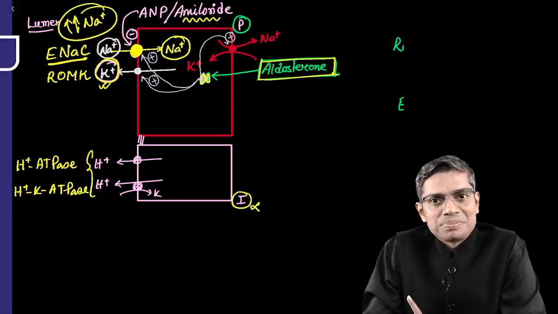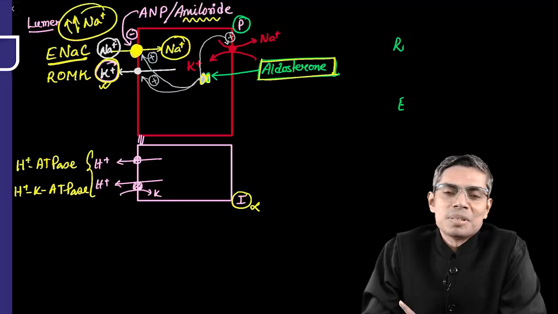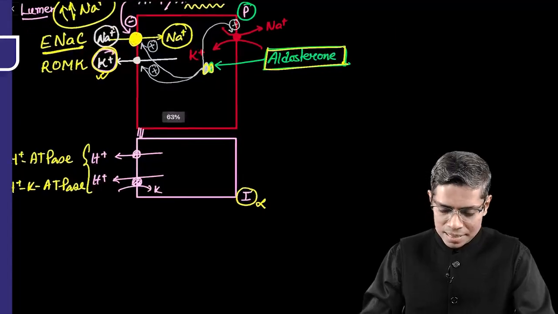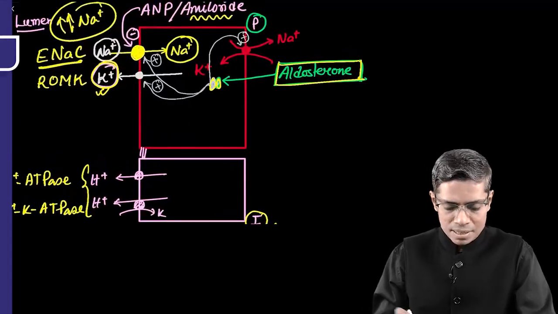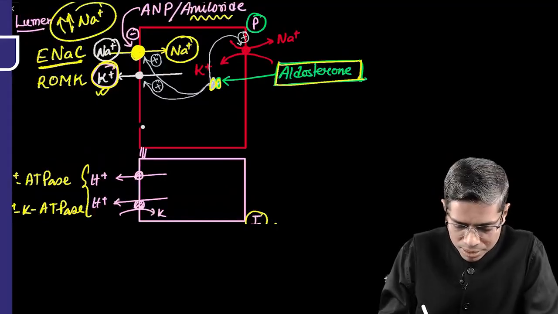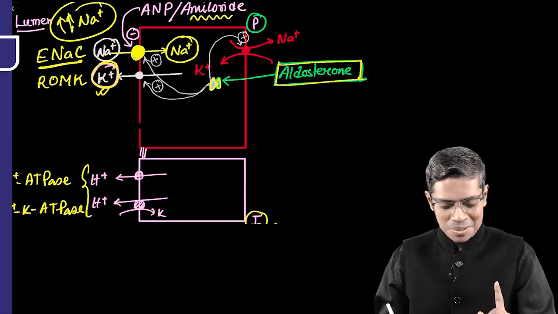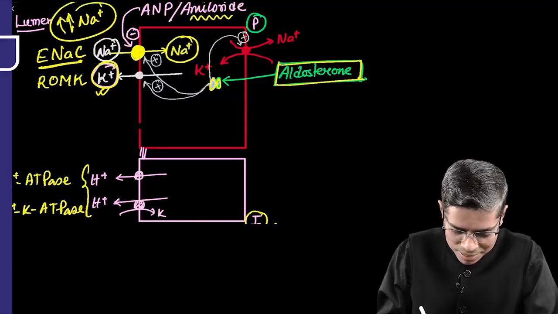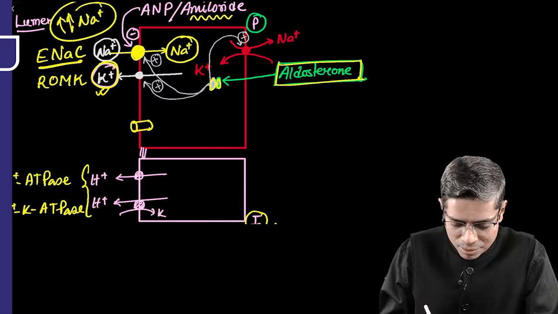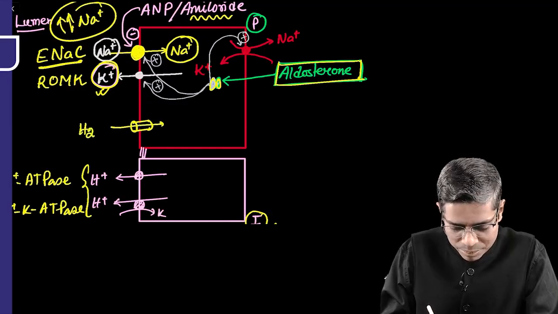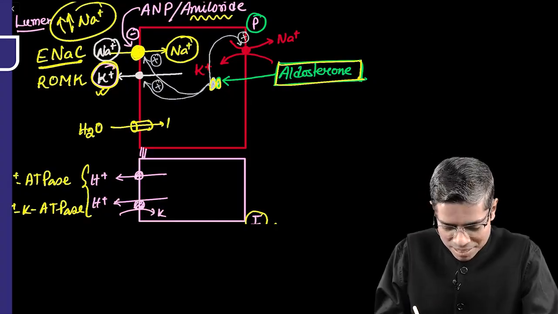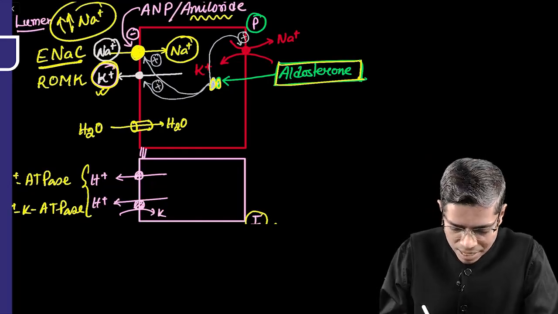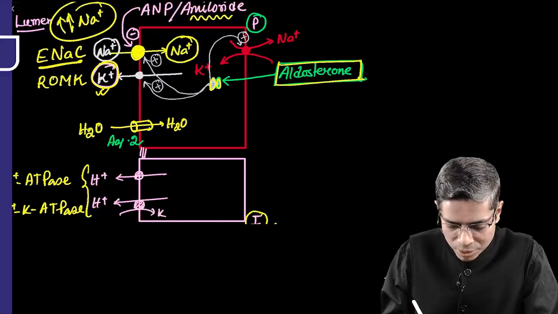Now, could you recall another function of this P cell, or principal cell, at the level of the collecting duct? Answer is yes. The same principal cell is also responsible for water reabsorption. So sodium reabsorption, potassium secretion, and now the third one is coming. This is water reabsorption from the lumen to the cell cytoplasm by an aquaporin channel, and this aquaporin is aquaporin type 2.